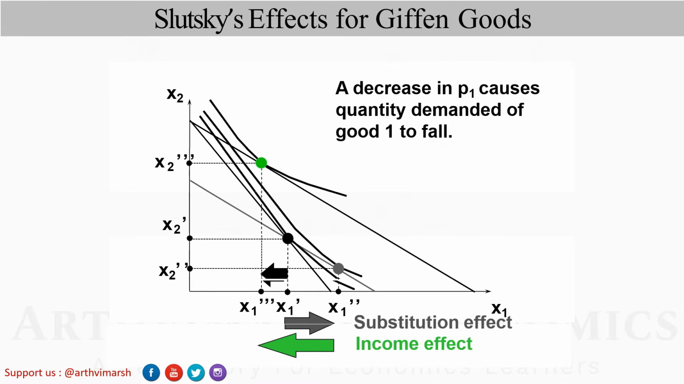So a decrease in the price of this good causes the quantity demanded of good 1 to fall. And if you observe the effects taking place here, the income effect is negative, because on the rotated budget line, when we observe IC3, we know that our x2 has gone up whereas x1 has gone down, which intuitively should not have happened, right? For a normal good, x1 should have gone up and x2 should have fallen.